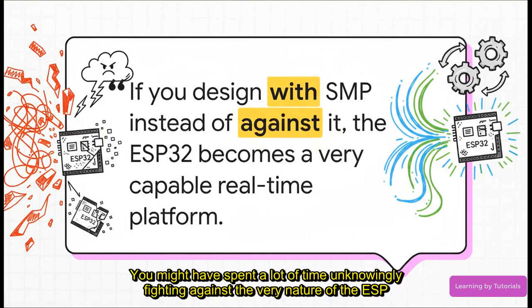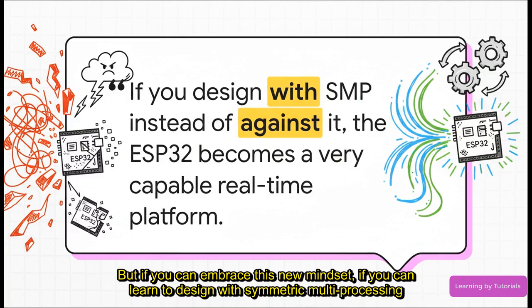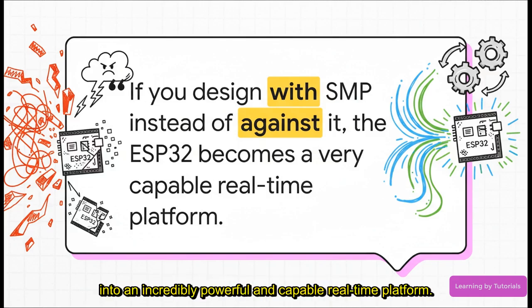You might have spent a lot of time unknowingly fighting against the very nature of the ESP32. But if you can embrace this new mindset, if you can learn to design with symmetric multiprocessing instead of against it, the ESP32 completely transforms from a source of frustrating bugs into an incredibly powerful and capable real-time platform. And that, right there, is the ESP32's dual-core secret.